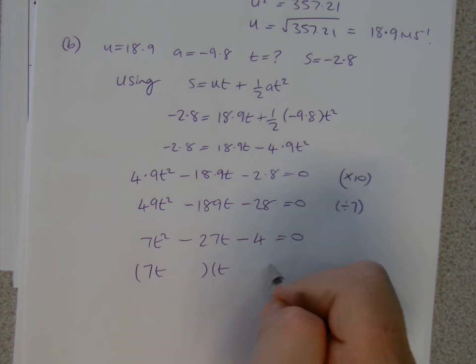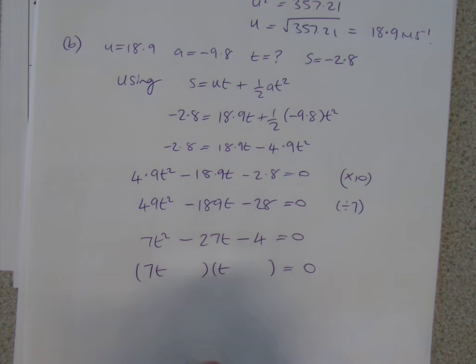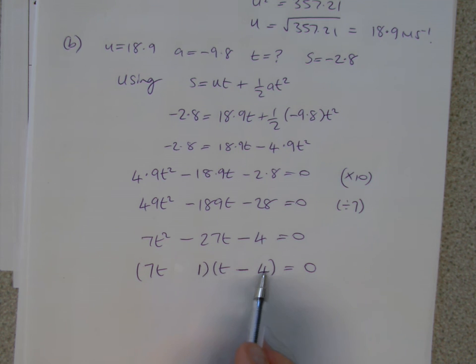Let's see if I can do it. If not, we use the formula method. If you're not sure, just use the formula method. So 7t and t, because that will make 7t squared when I multiply it out. Two numbers that multiply to give 4: 4 and 1. 7t times 4 will be 28t. So if I put minus 4, 7t times minus 4 is minus 28t, and a plus t gives minus 27t in total. And then you've got your minus 4, so it works.